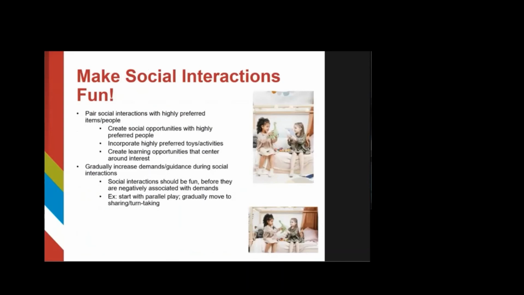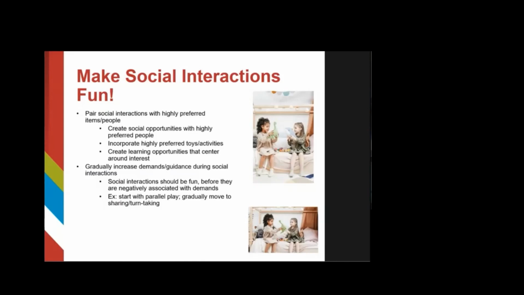So our goal in general is just to make social interactions fun, not just something that the individual has to do. So if social interactions are aversive, we can try pairing them with highly preferred items or highly preferred people. We can do this by creating social opportunities with highly preferred people. We can incorporate highly preferred toys, highly preferred activities within the social interaction. And we can also create social opportunities that center around a special area of interest for the individual.